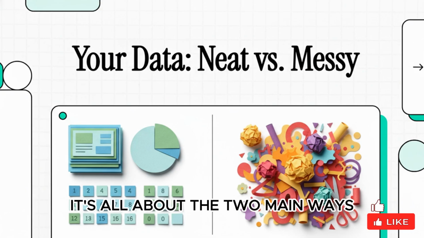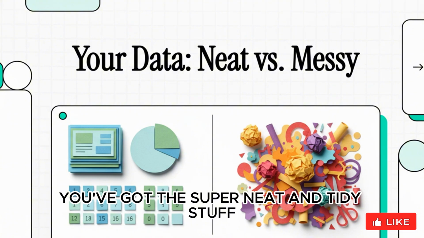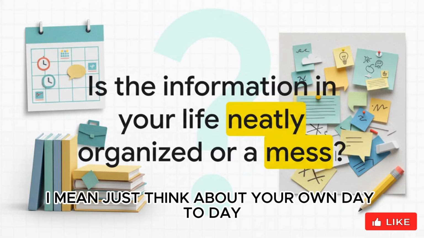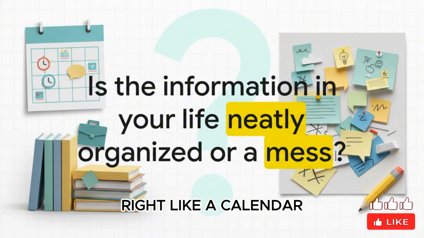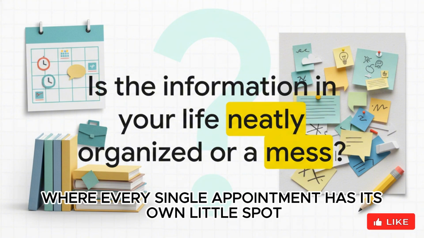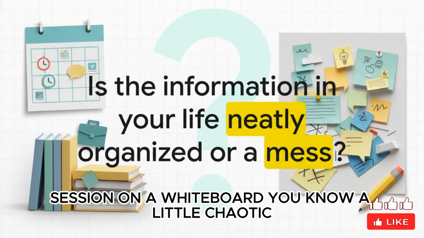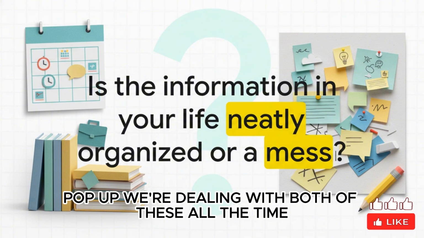It's all about the two main ways information shows up in our lives. You've got the super neat and tidy stuff, and then you've got the, well, more creative, messy stuff. Just think about your own day-to-day. Some of your info is perfectly organized, right? Like a calendar, where every single appointment has its own little spot. But then there's other stuff that's more like a brainstorming session on a whiteboard, a little chaotic, maybe. But that's often where the really great ideas pop up. We're dealing with both of these all the time.